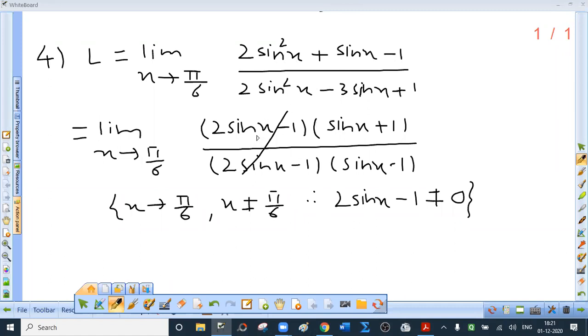So the first factor has to be 2 sine x minus 1. So the second must be sine x plus 1 in the numerator and sine x minus 1 in the denominator. Cancel this. Don't take the limit directly, mention the remaining factors, and then in the next step, take the limit.